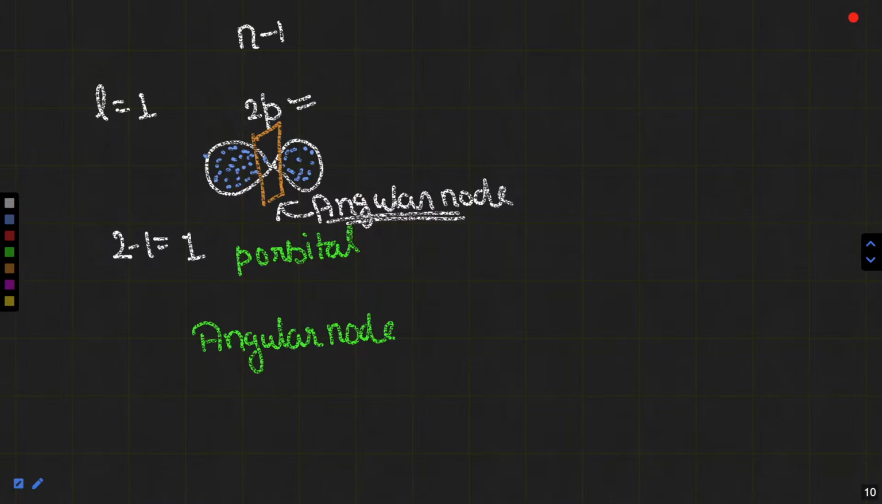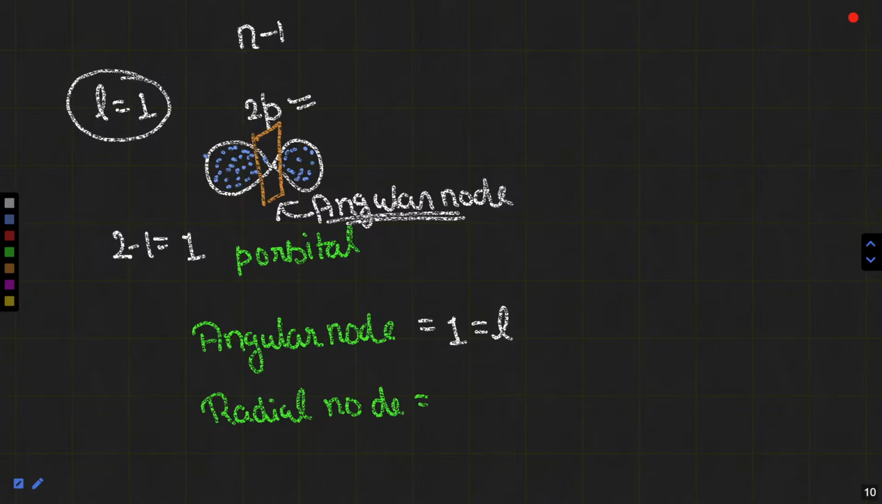So remember that for p orbital, the number of angular node will always be 1, which is present in the middle. Now, what is the count of radial node here? So here it is 1, which is equal to the value of L. Then if I ask you about the radial node, what will be the number of radial node in the 2p orbital? Yes, it will be 0.